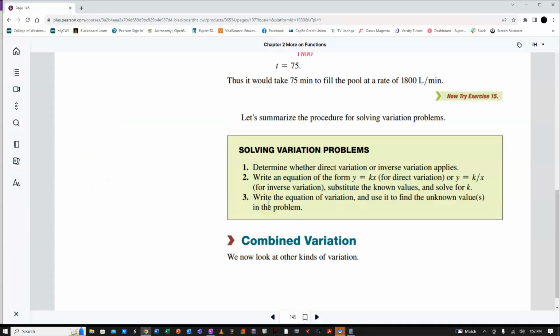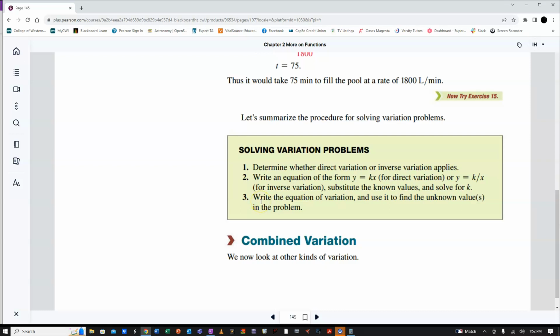So summarizing the procedure for solving either a direct variation or an inverse variation problem, first determine what kind of variation you're dealing with. Is it a direct variation or is it an inverse variation? Then write the equation out in the form y equals kx if it's a direct variation, or y equals k divided by x if it's an inverse variation. Take the numbers given in the problem that are known and substitute for x and y. Use those to determine what the value is for the constant k, and then write out the equation of variation with that value for k. And if asked, use it to find the values of unknown quantities in the problem.